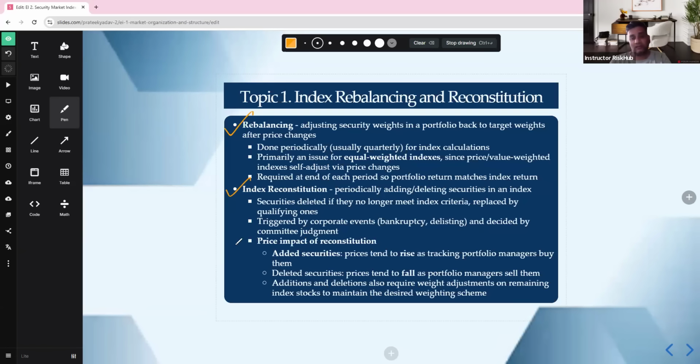So price impacts of reconstitution: this is very practical and often tested conceptually. Added securities tend to rise because index funds must buy them. Deleted securities tend to fall because index funds must sell them. Key difference: rebalancing adjusts your weights, reconstitution adjusts your constituents. This distinction is crucial to understand, right? So keep that in mind very, very clearly.